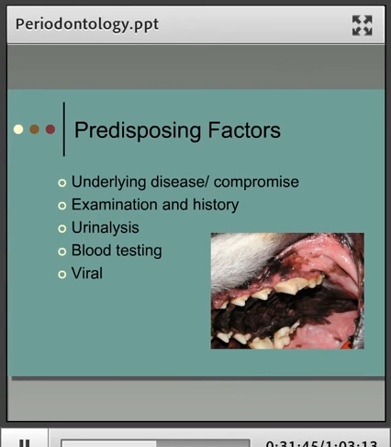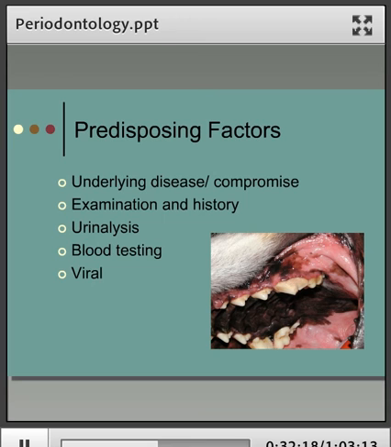So the sort of predisposing factors we might find, well, typically that will be systemic disease. So classics might be diabetes, but also renal compromise. Often we'll get ulcerative issues with that. Stress is a big one. So that can be stress, obviously, of an underlying disease, or it could be, for example, a new house and owner. It could be going into quarantine in kennels. It could be a change of house, all sorts of things like that.